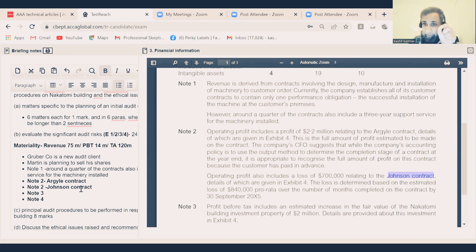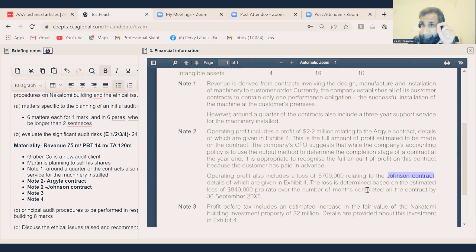Now, in the case of the Argyle contract, they have recorded the profit in full when they should have recorded the profit by stage of completion. So that shows the risk of management bias. Now, there is a contract with a loss, an onerous contract, a loss-making contract. The operating profit includes a loss of 700,000, details of which are given in exhibit 4. The loss is determined based on the estimated loss of 840,000 pro rata over the number of months completed.